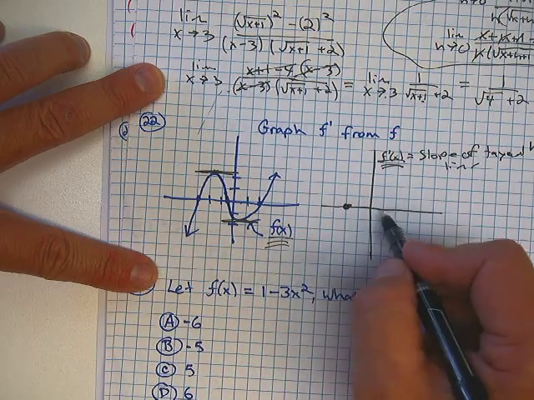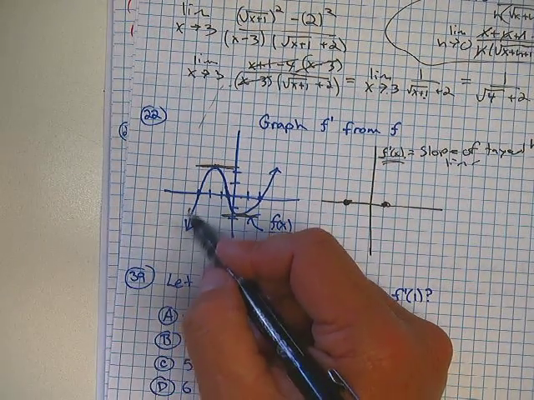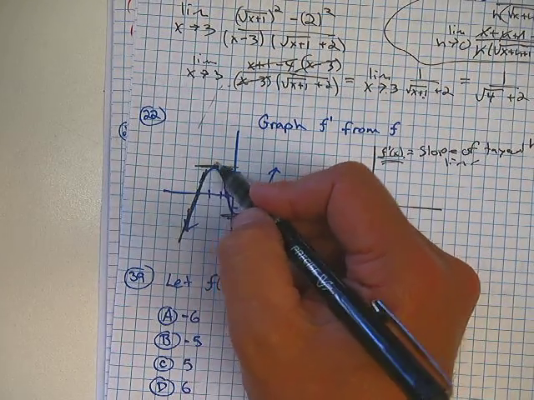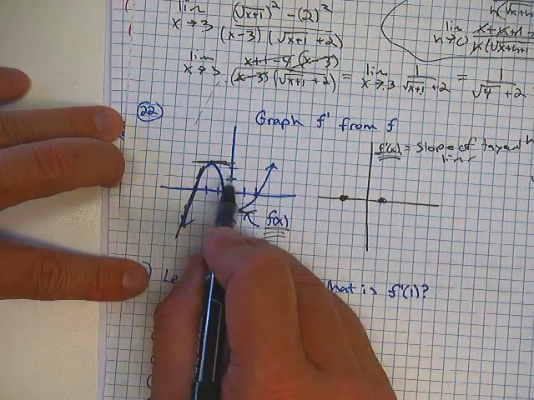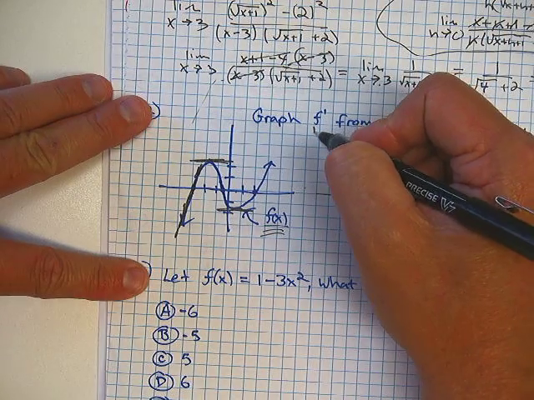So on this equation, when x equals -2, the slope is 0. So we put a 0 in there. When x is 1, the slope is 0. So we put a 0 in there. Then we look at all these tangent lines. Right here, tangent line is positive, but as x gets bigger, it gets closer and closer to 0.